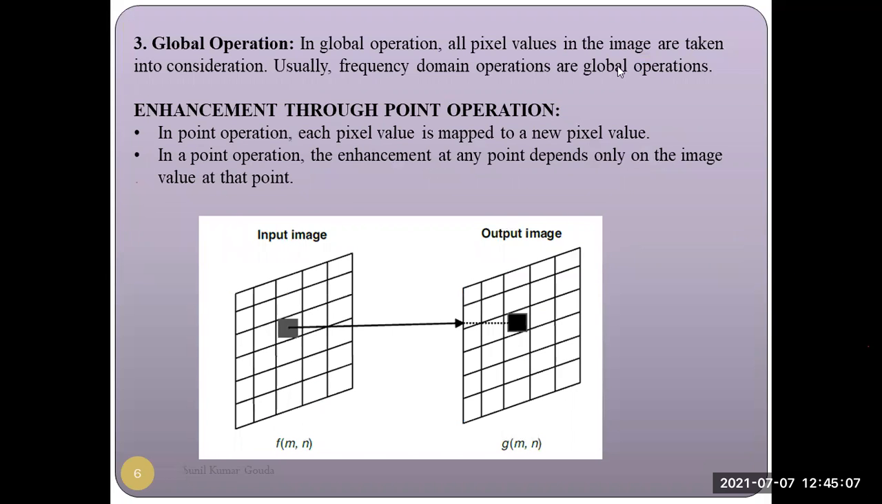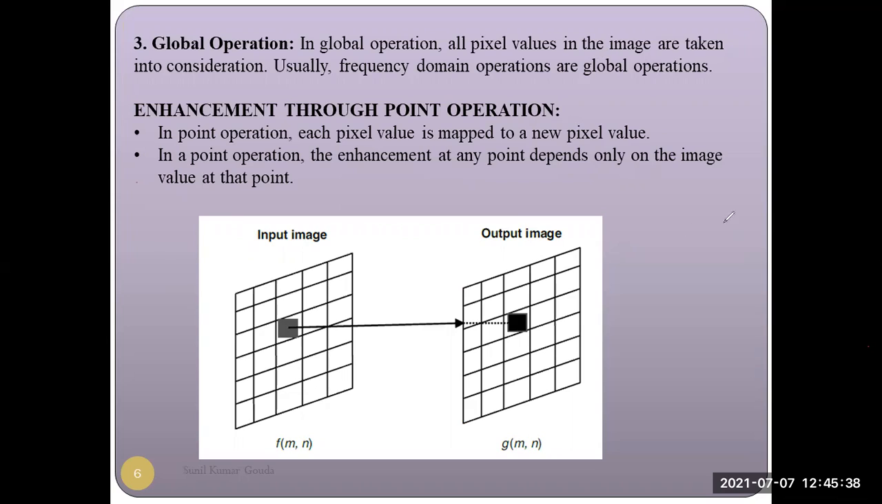So there is also a global operation, but there is not that much need for it. Just note down the definition. In a global operation, all pixel values in the image are taken into consideration. Usually, frequency domain operations are global operations. Here we are not going to enhance a single pixel or work based on the mask of the pixel. Instead of that, we will consider the entire image.